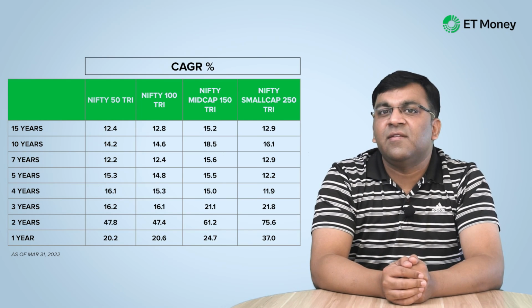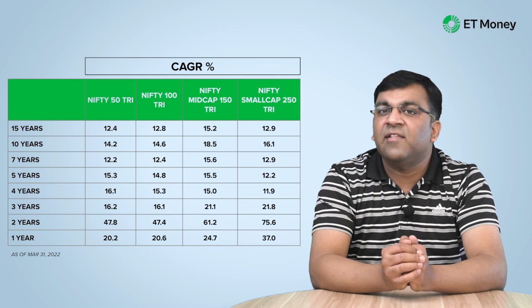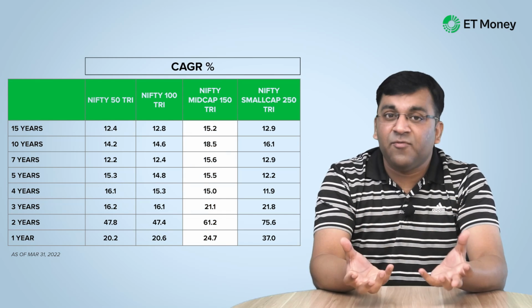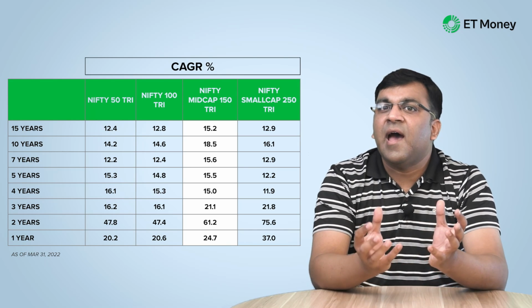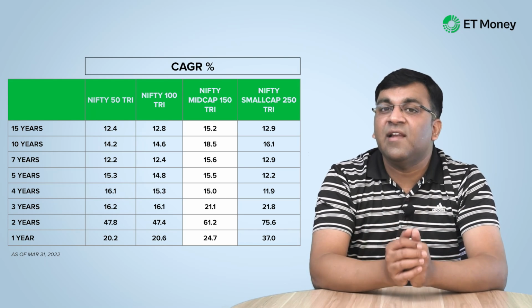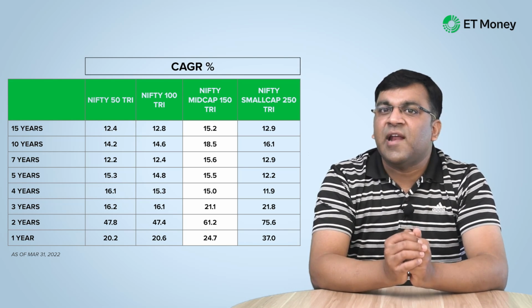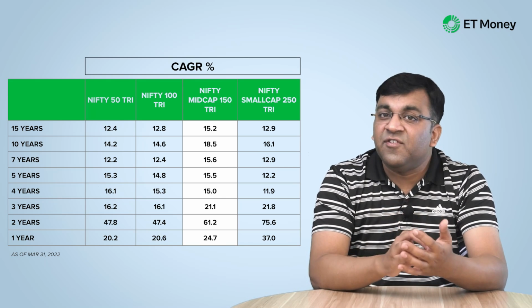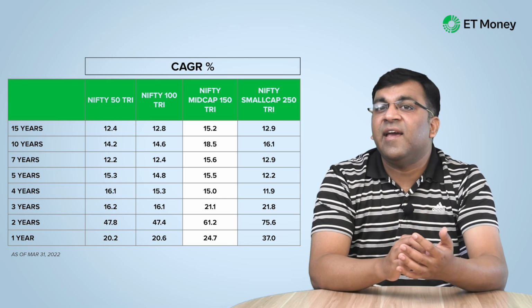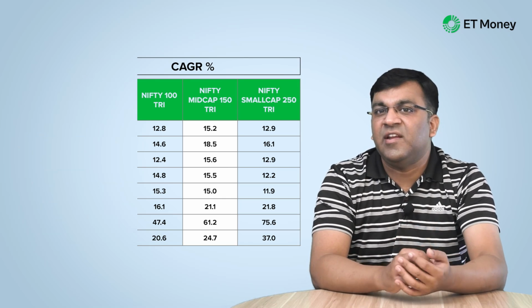The first comparison is with the popular large and small cap indices, and on a performance basis, the Midcap 150 has been the highest performer and the more consistent index over these last 15 years. In fact, on an annual basis, the Midcap 150 has outperformed the Nifty 50 and the Nifty 100 index in 11 of the last 15 years.